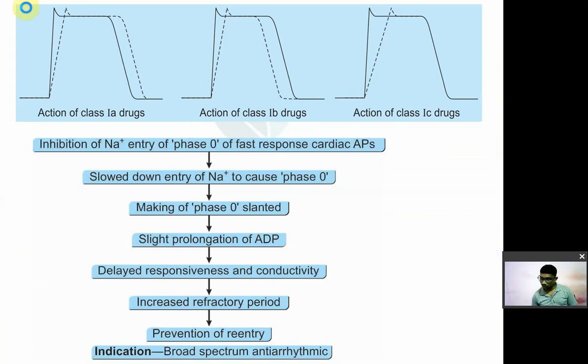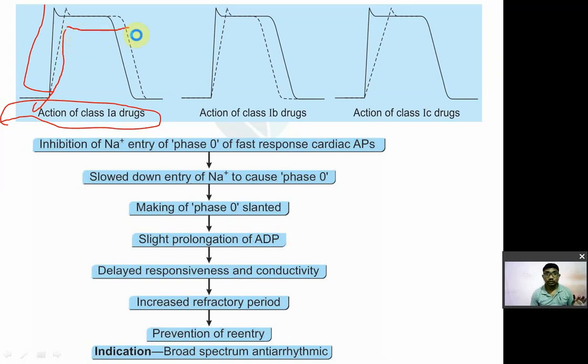Now you can see over here the details of the pharmacology of each class. First, what will be the action of class 1A drugs? Class 1A drugs like quinidine, disopyramide and so on, what will they do? They will decrease the slope of phase 0 depolarization. Normal depolarization happens like this. In the presence of this drug, they will decrease the slope of phase 0 depolarization and will prolong the effective refractory period. So class 1 drugs slow down, decrease the slope of phase 0 and prolong the effective refractory period.